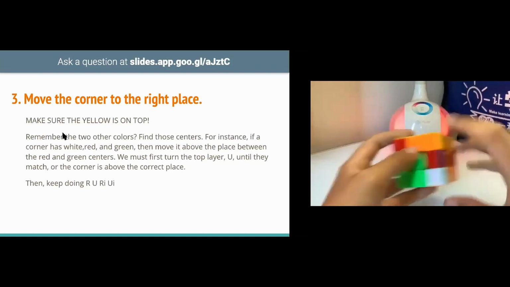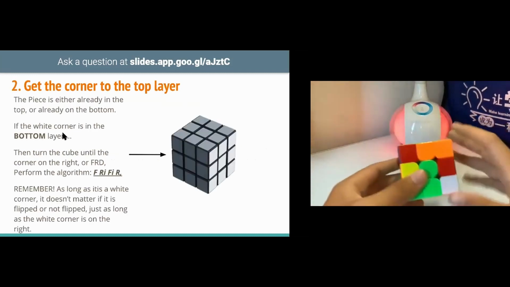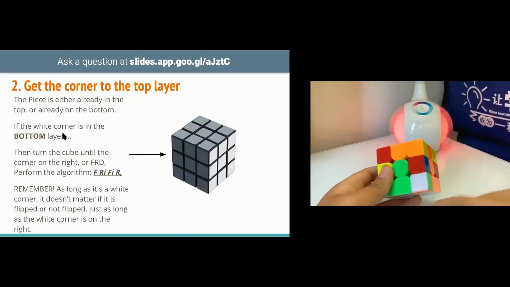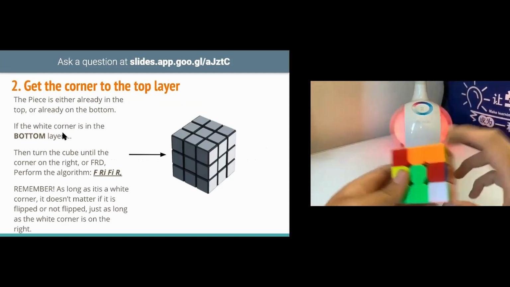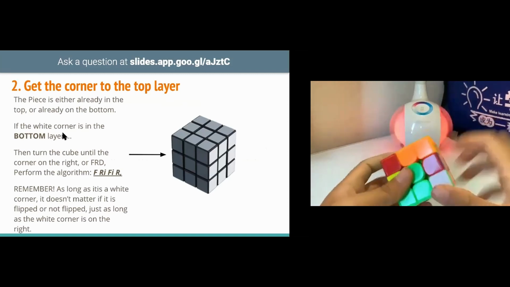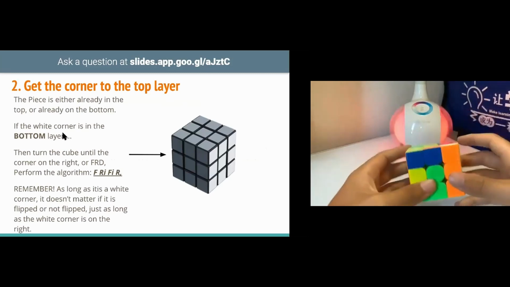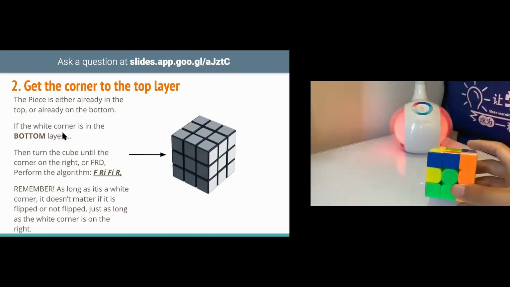And then this one is in the bottom layer. So we return back to see if the white corner is in the bottom layer. You look at the cube so that this corner is on the bottom right, like this. So this piece is in the front slice over here. Then we perform the algorithm F prime, R, and now it is in the top layer.